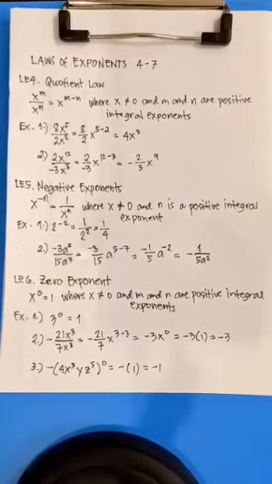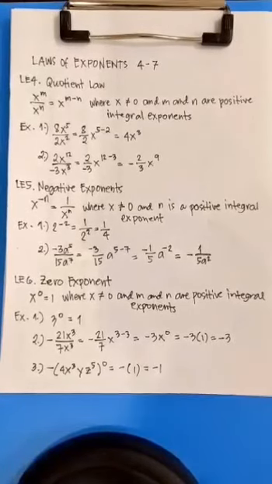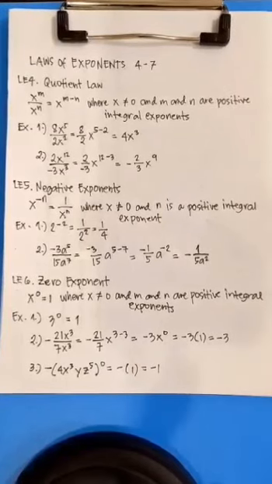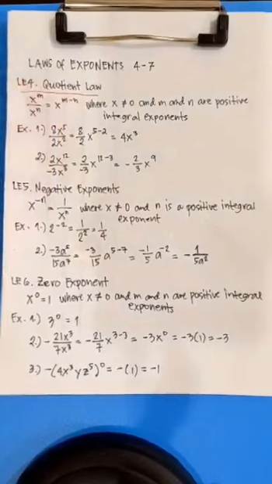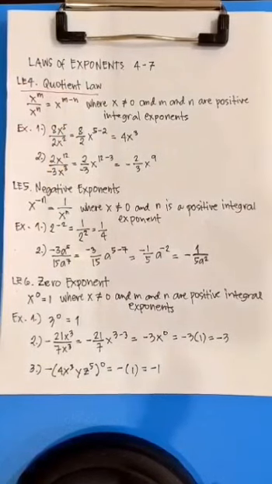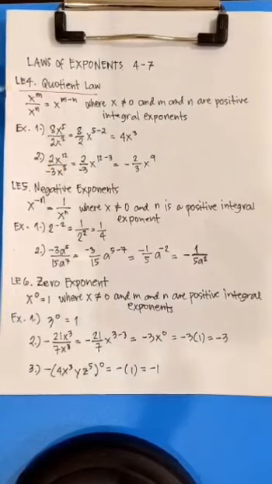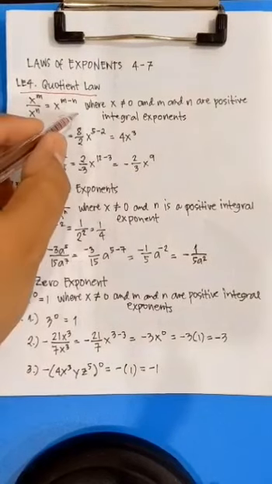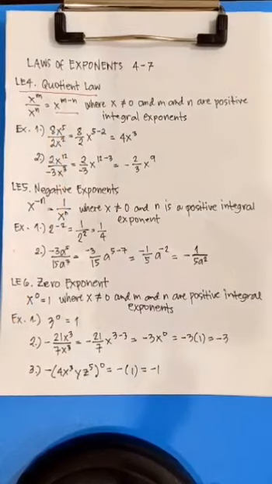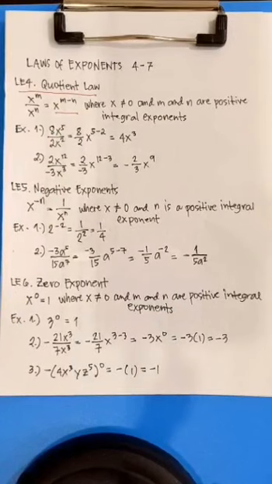Laws of exponents, number 4 to number 7. Number 4, the quotient law. In the quotient law, you have x to the m over x to the n is equal to x to the m minus n, where x is not equal to 0 and m and n are positive integral exponents.